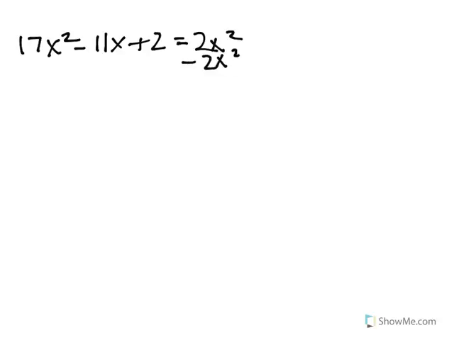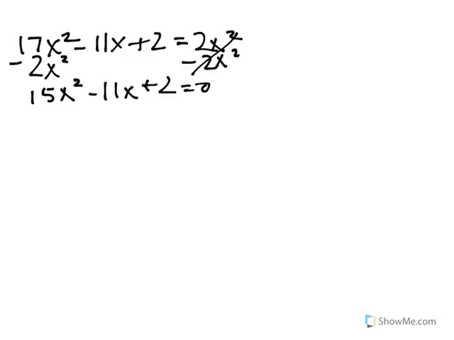We are going to do another example of factoring. So let's start with this equation. We have 17x squared minus 11x plus 2 equals 2x squared. So we need to put this equation into standard form, so let's subtract the 2x squared from this side, and subtract it on the other side as well. We are left with 15x squared minus 11x plus 2 equals 0.